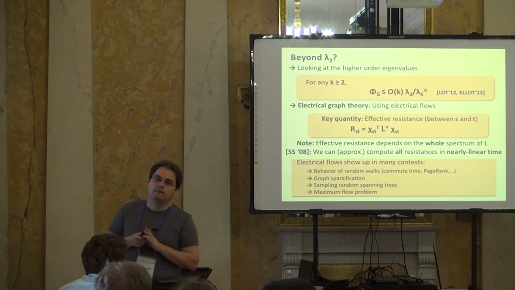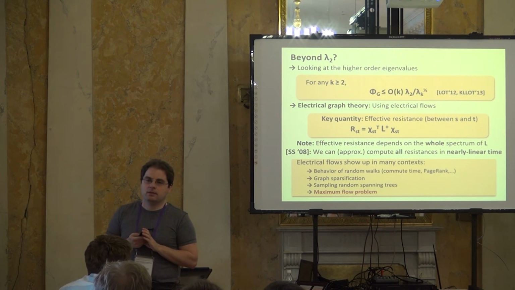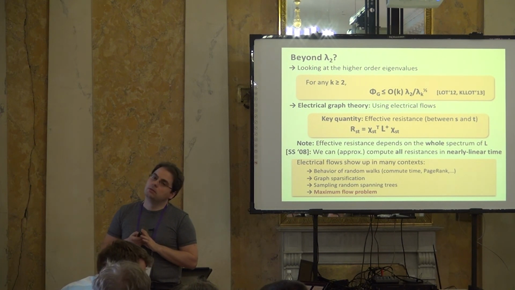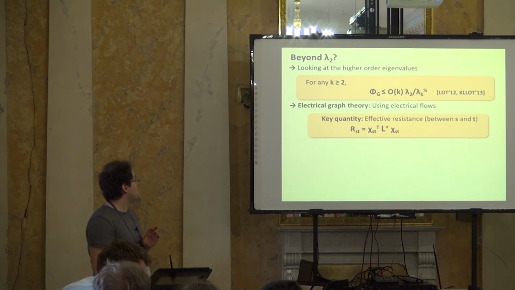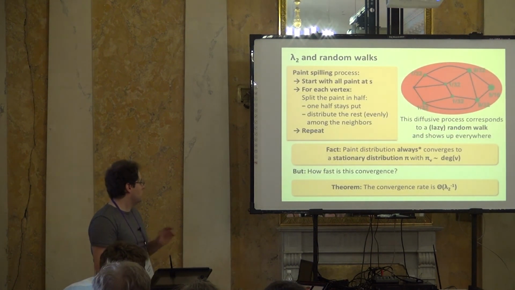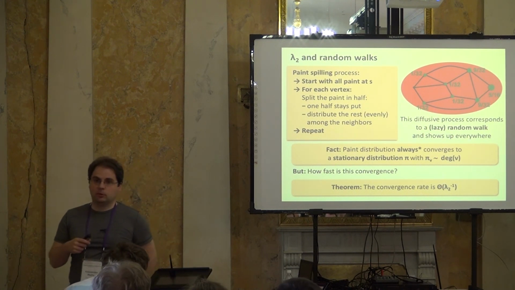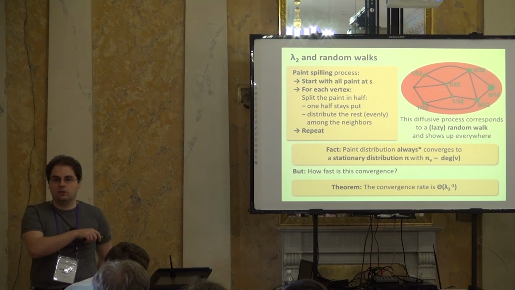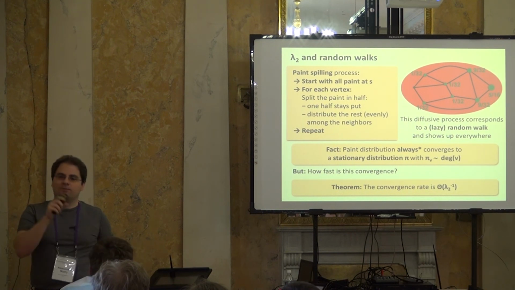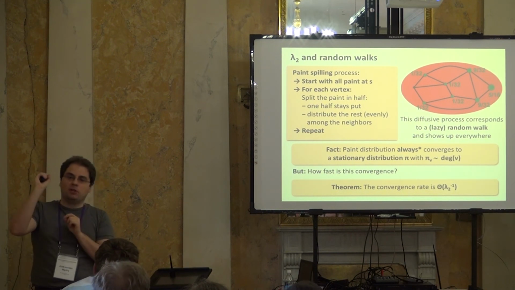Yes? Sorry, is lambda 2 the second smallest or largest? Smallest. Second smallest. The better connected the graph is, the larger lambda 2 is, so this is the rate of convergence. So the quantity is the second smallest eigenvalue.